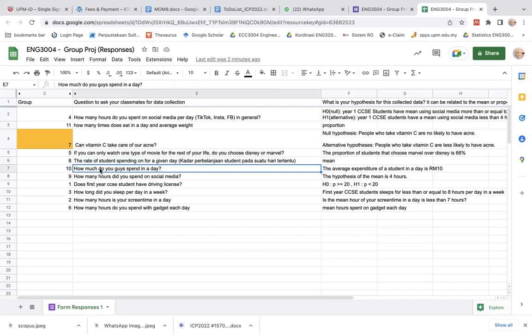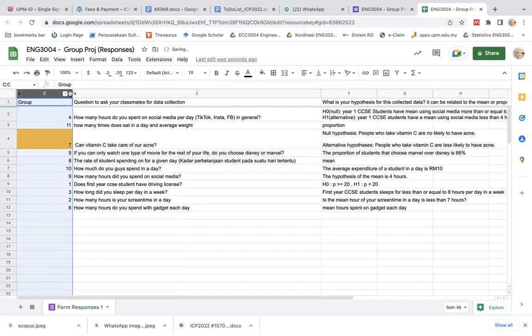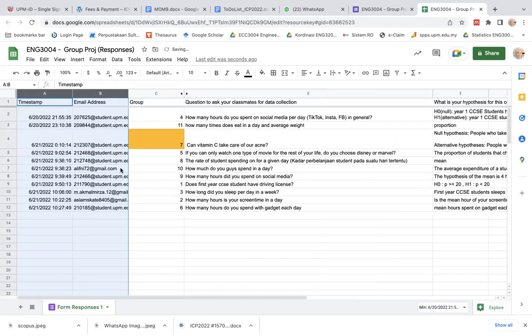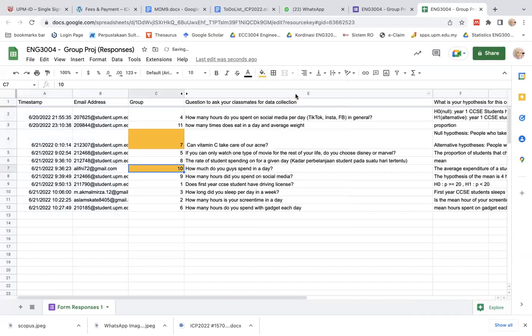So number 10 and number 8 are similar. Let me see the timestamp. Whoever submitted earlier will keep the question. I forgot how to open the hide. Unhide columns. So group 10 submitted around the same time, but group number 8 gets to keep it. So group number 10, please change your question, okay? I'm just trying to be fair here.